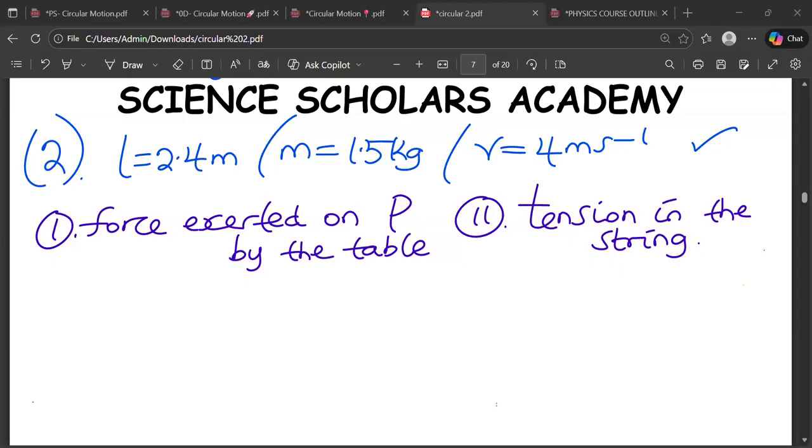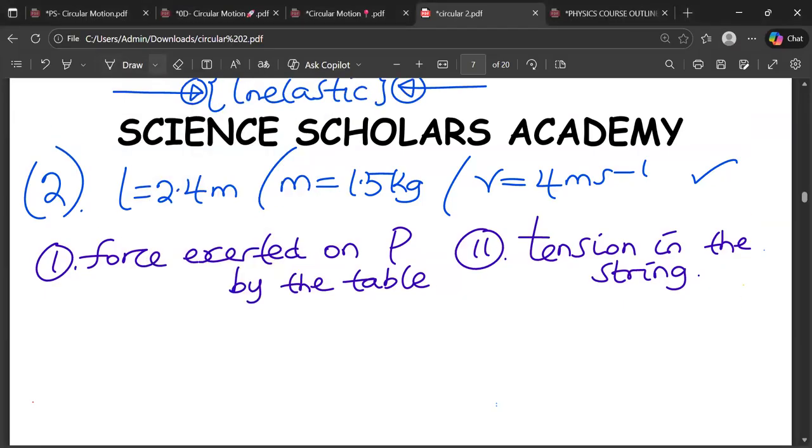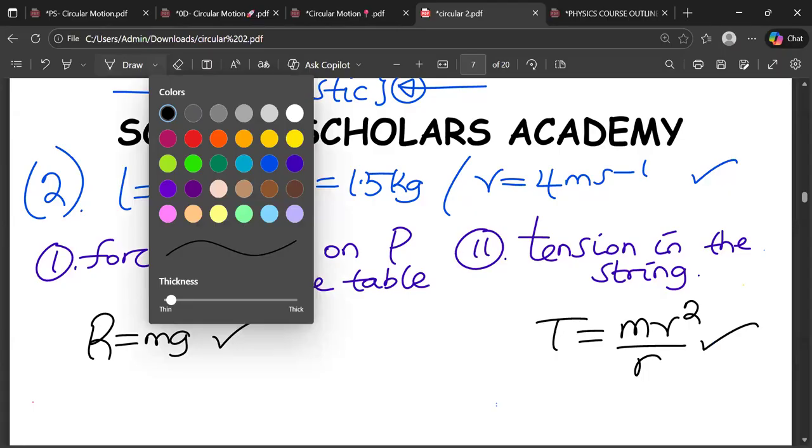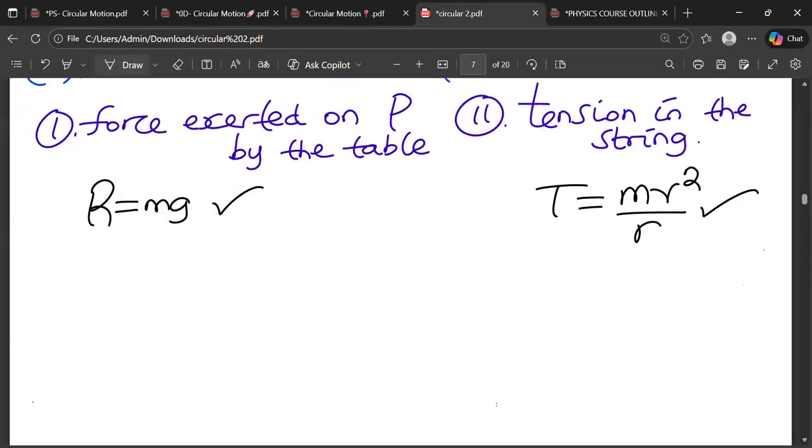People are very fast, and I think I'm seeing people getting the same answer, which is nice. So here what they want is R, which is mg. So you proceed below. Then the tension, since they have given us V, hope people have used mv squared over R. And you know that R is the natural length of the string. And I think people have used that.